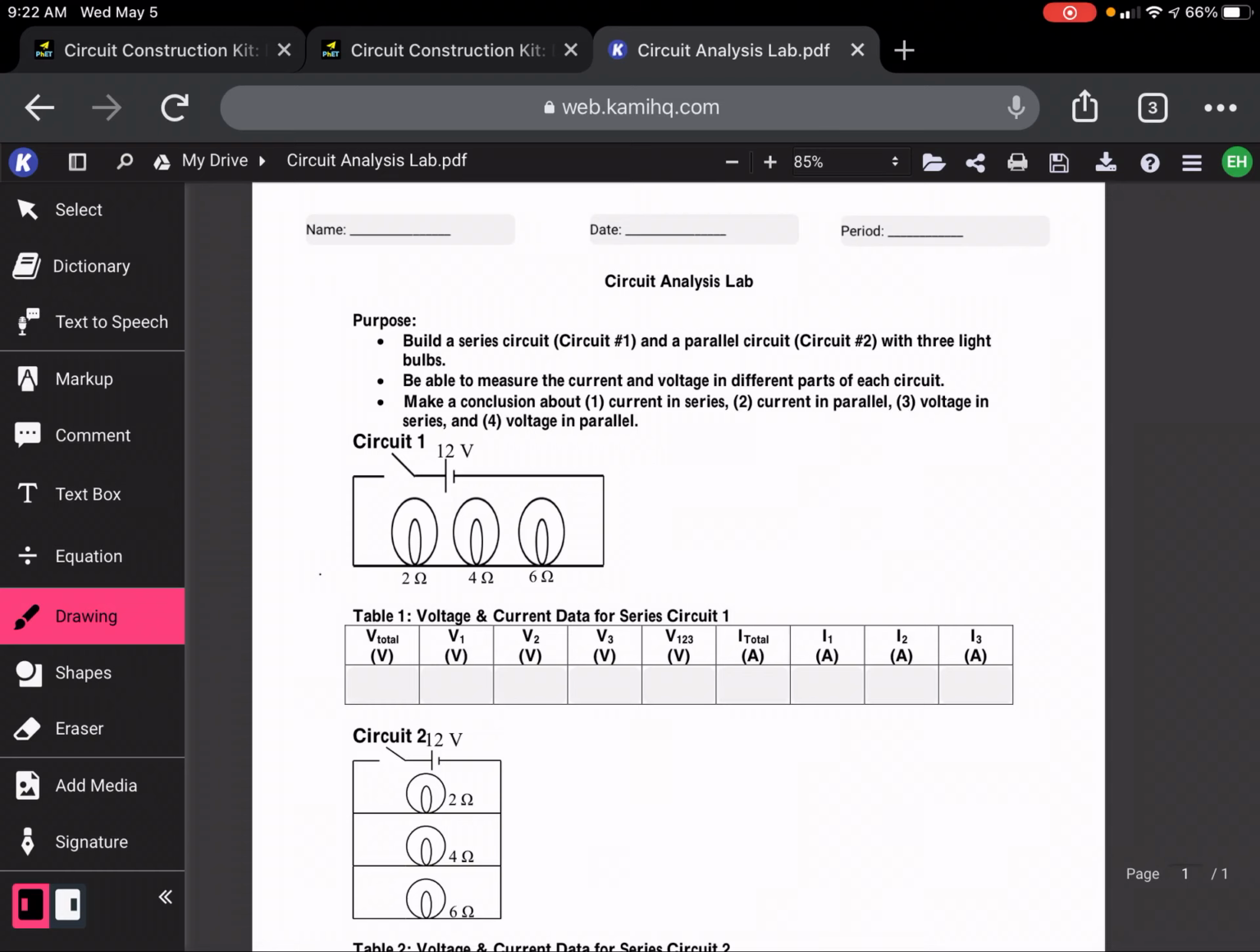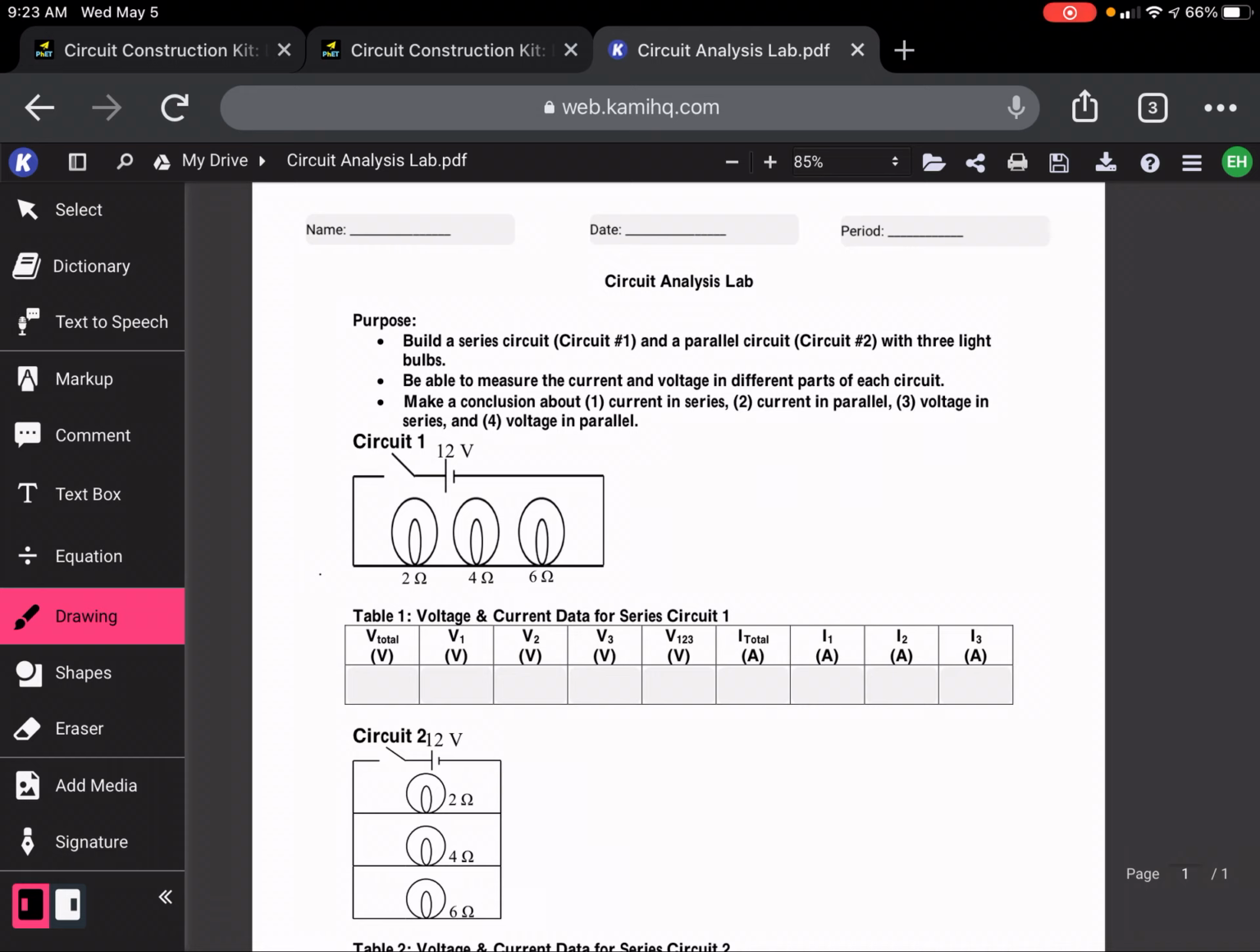Hello, in this video we're going to be taking a look at a circuit analysis lab. Now, I have already taken the liberty of building the series circuit and the parallel circuit using the PhET interactive website. If you wish to try and build this yourself, just go to phet.com and you'll see the PhET website.